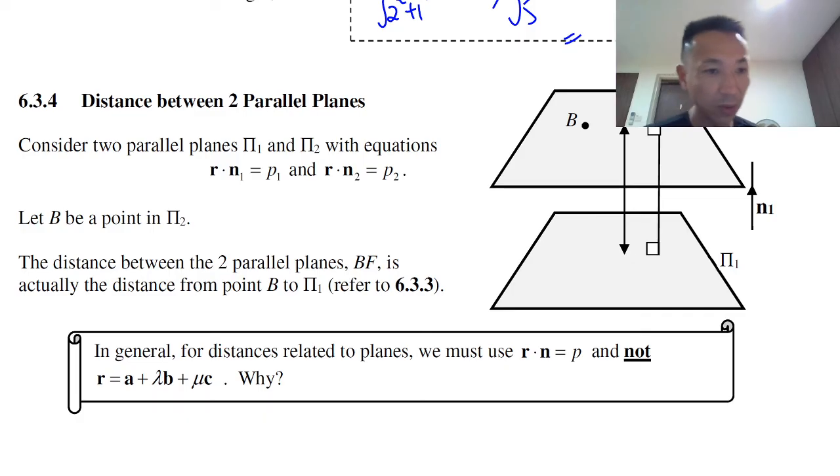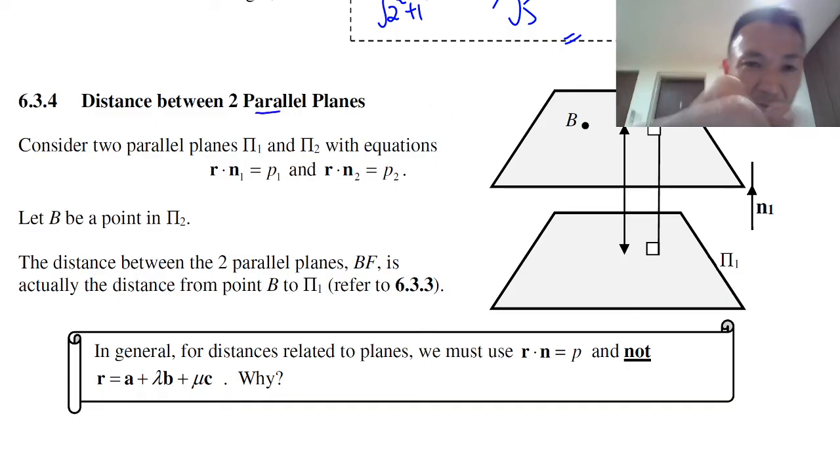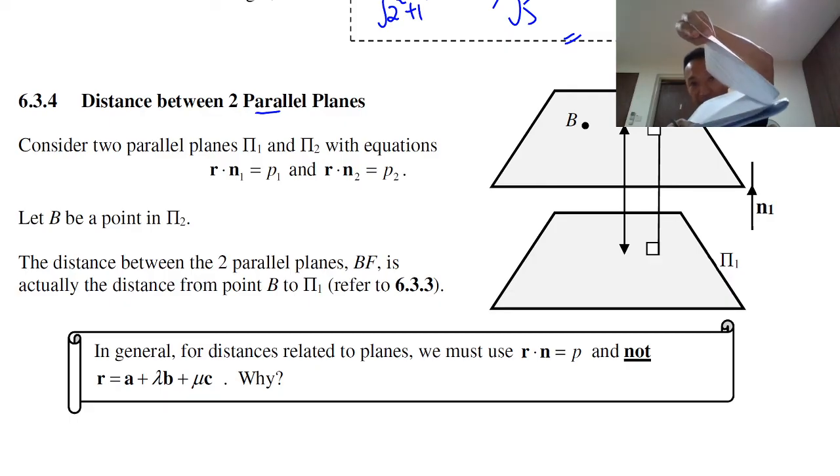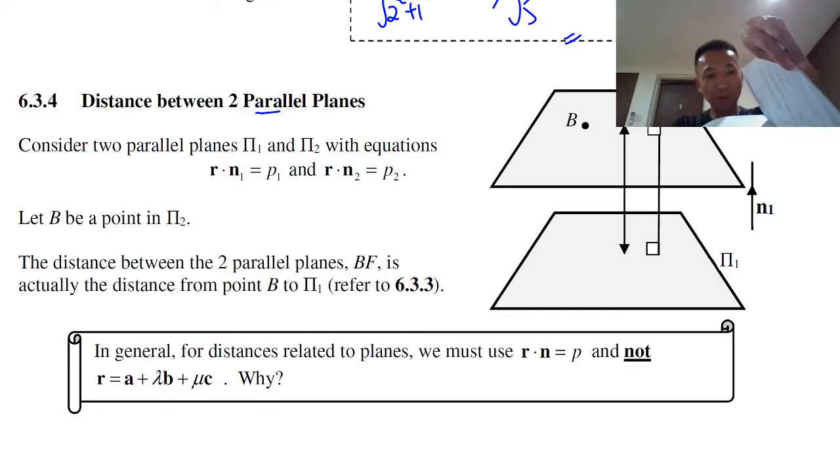Okay, now let's take a look at the shortest distance between two parallel planes. Again, it must be parallel. If two planes are not parallel, then we don't talk about the distance between the two planes anymore because they intersect in a line. Correct? Then there's no distance to talk about. Which distance are we talking about? This distance or this distance or this distance. There's no ending. As long as they intersect, there's no distance to talk about. Yes? So, parallel planes.